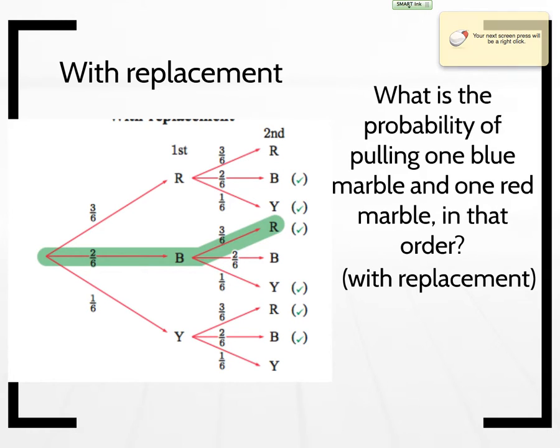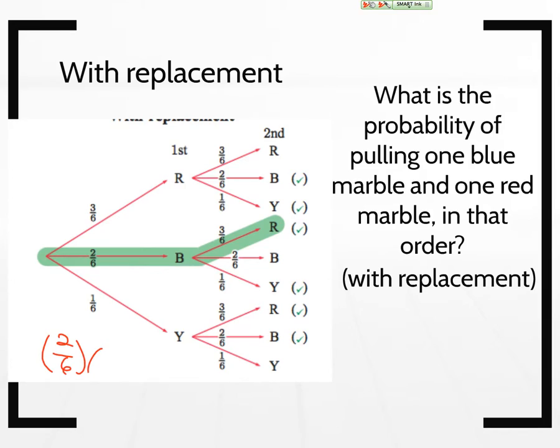Okay, so I've got a 2/6 chance of getting a blue marble, and then a 3/6 chance of getting a red one. So in that order, blue first, red second, I have 6/36, which is 1/6. So 1 in 6 chance of picking those marbles in that order.